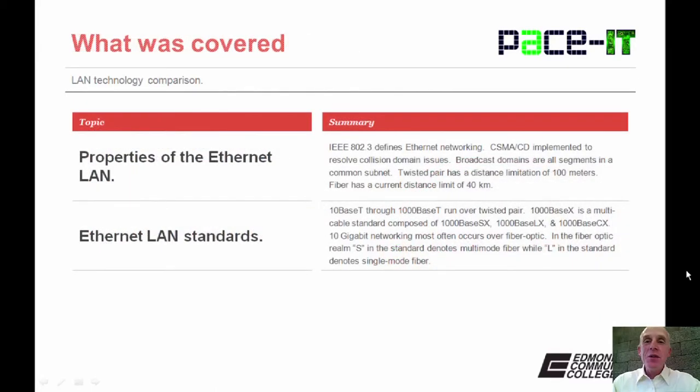Now that concludes this session on LAN technology comparisons. We talked about some properties of the Ethernet LAN, and then I brought up a whole bunch of LAN standards.